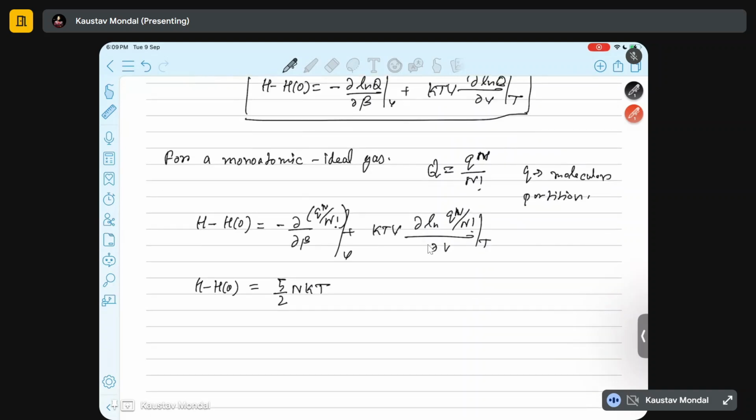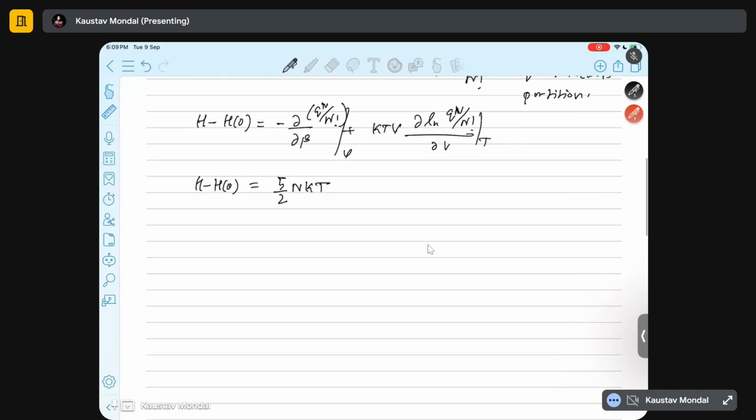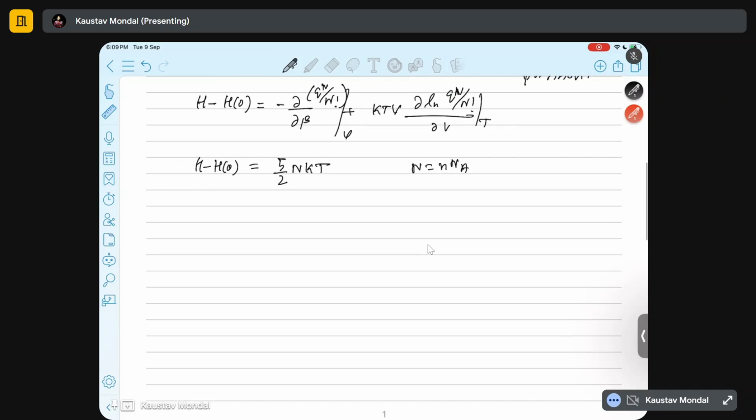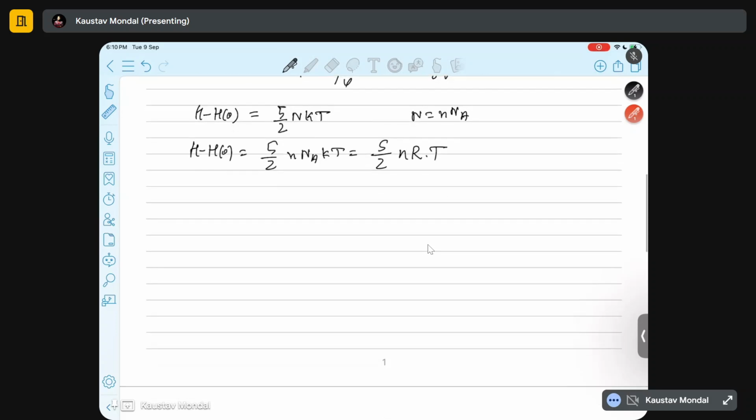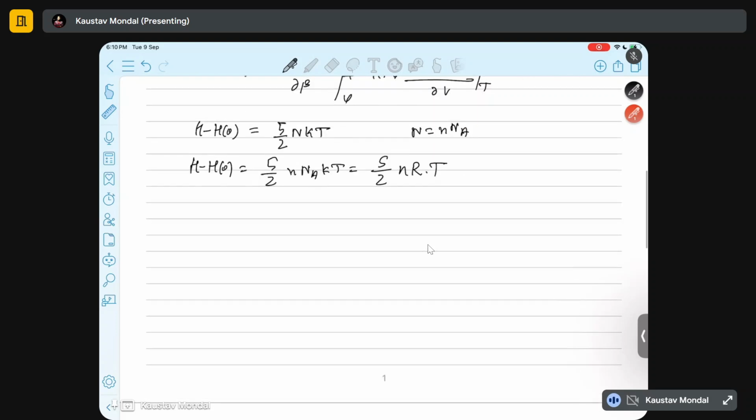You can further simplify this NKT, right? N is the number of particles in the box. So if there are small n moles of particles, then the capital N would be n into Na, where Na is the Avogadro number, right? That means H minus H0 would be 5 by 2 n into Na KT. Na into K is simply the ideal gas constant, which is R, so n RT, right? So this is the value of enthalpy we got.